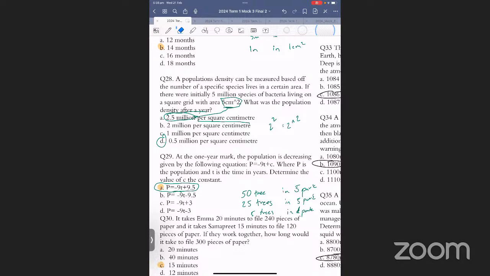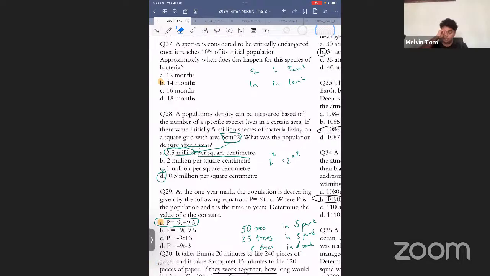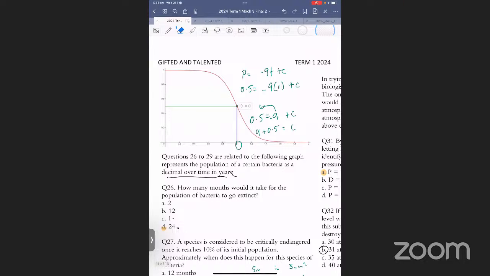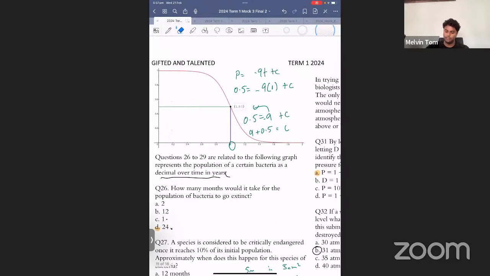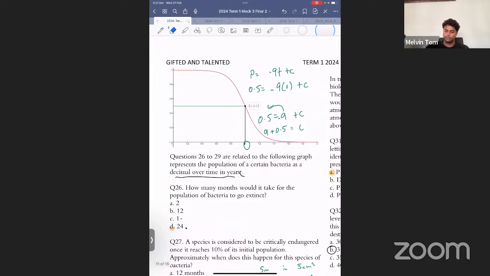You know the graph that was related to this question? Yep. How do you know which one is the year? Is it the bottom one or the top one? It says it here: questions 26 to 29 of the following graph refer to the population of a certain bacteria as a decimal over time in years. A way to tell is that normally in graphs, when you change the bottom half, the top gets affected, right?